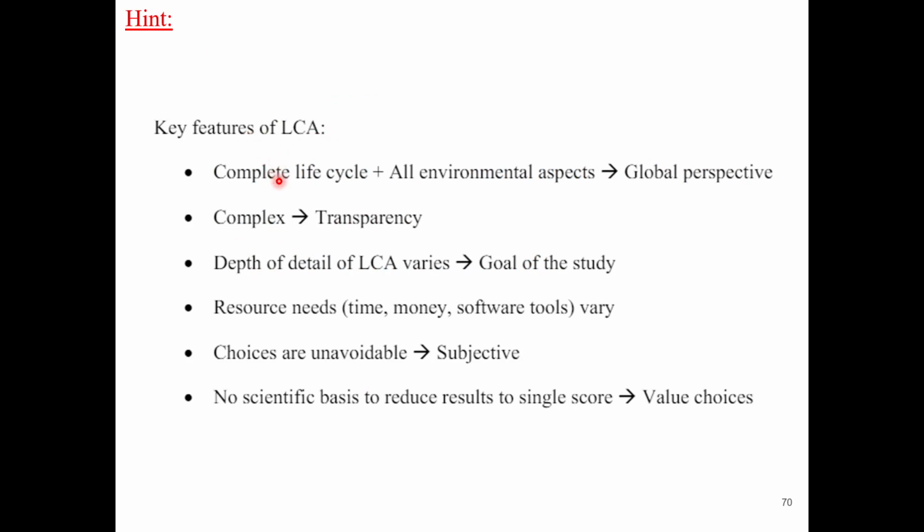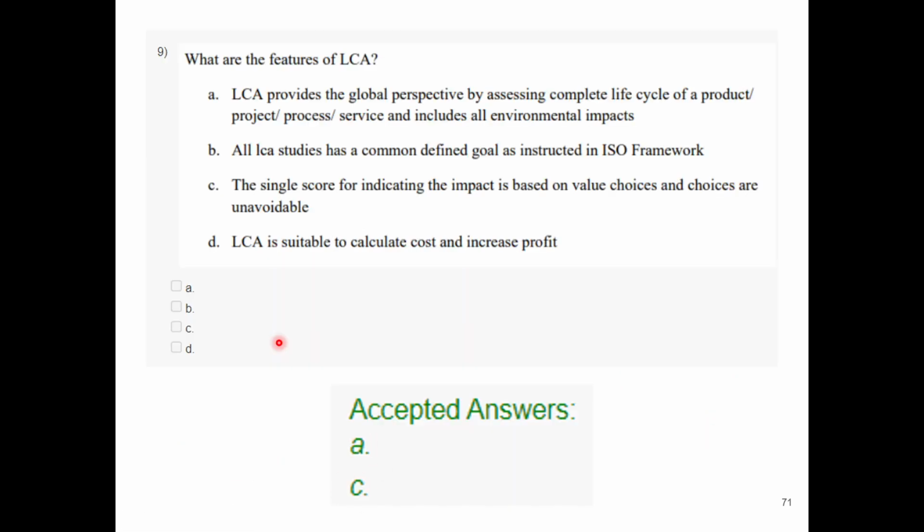So key features of LCA: complete life cycle plus all environmental aspects, global perspective, complex. So there is a problem of transparency. Depth of detail of LCA varies, and it depends on the goal of the study. Resource needs in terms of time, money, software tools vary, and choices are unavoidable because it is subjective. For various people there will be various choices, and the quality of the choices matters a lot, and there is no scientific basis to reduce results to a single score, so that depends on the value, that is the quality of the choices. So A and C are the correct options.